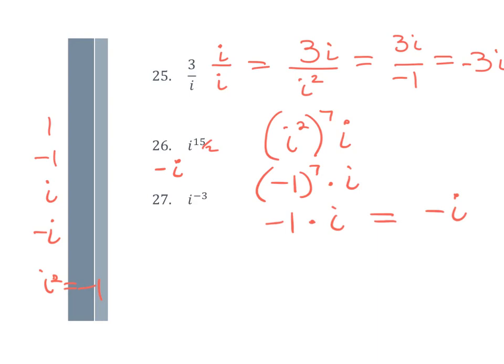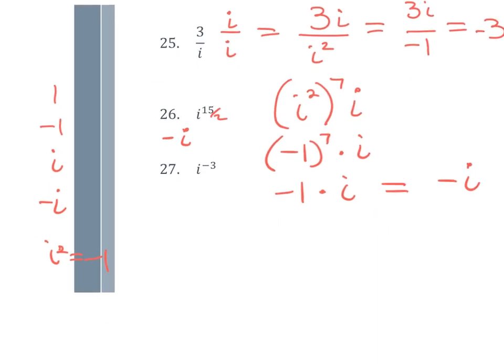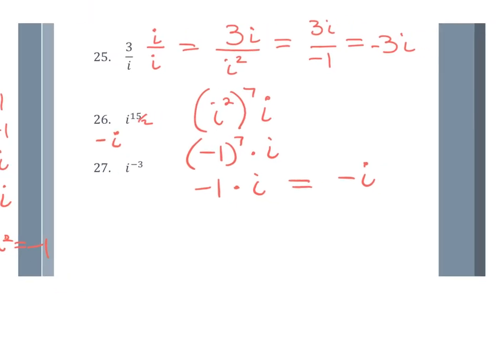Let me do another one. Let's do an even exponent. Let's do i to the 16th. So again, if I divide that by 2, I get 8. Again, when you raise a negative number to an even exponent, then it becomes positive. So i to the 16th power is equal to 1.